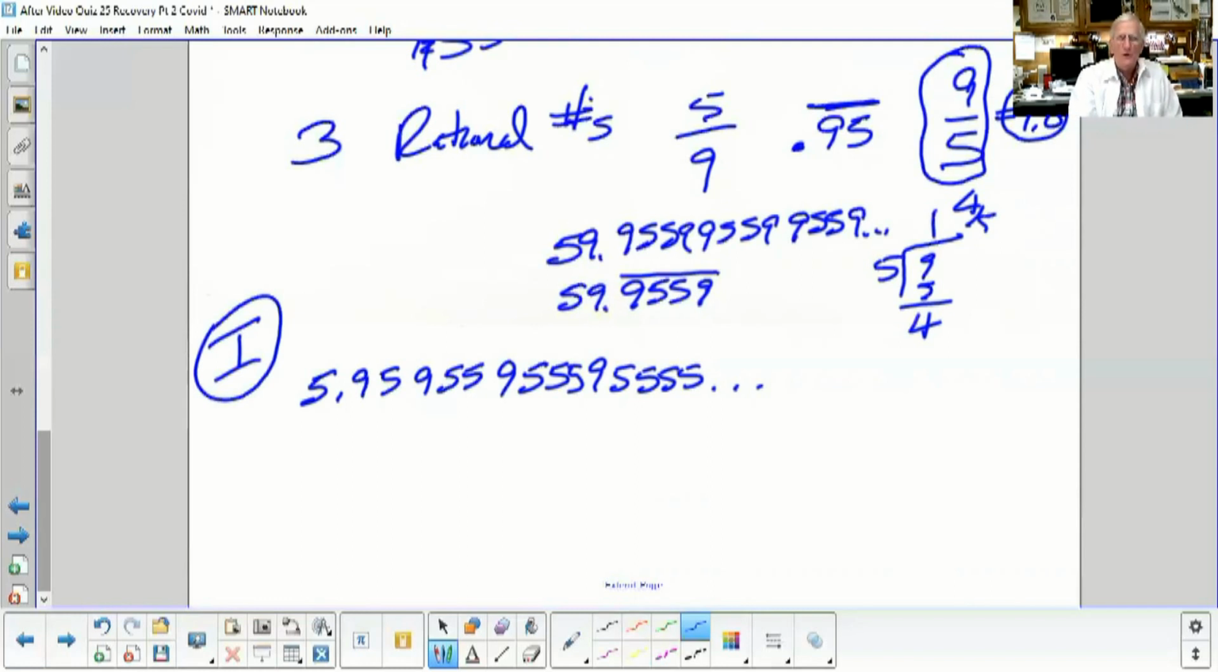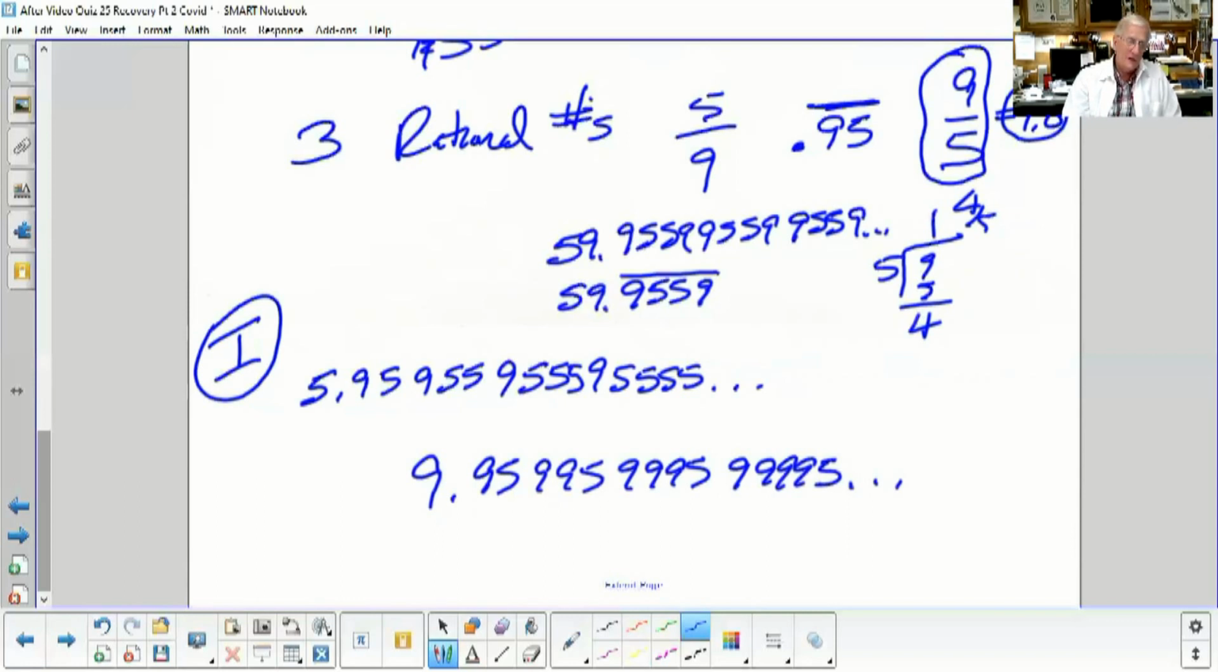Okay, what else would work? Well, I'd have to use some kind of combinations with 5s and 9s, right? So I could do 9.95, 995, 9995, 99995, dot, dot, dot. There's another irrational number with that.